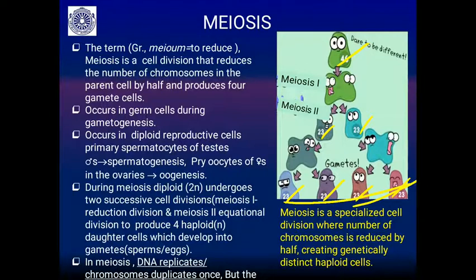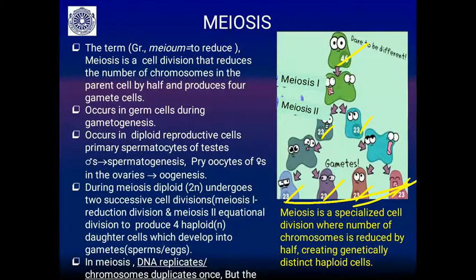Germ cells are the gamete producing cells, those are present in the gonads, that is in the testis and ovary. So, meiosis occurs in diploid reproductive cells. They are called primary spermatocytes of testis during spermatogenesis. Similarly, meiosis occurs in the primary oocytes of the females in the ovaries during oogenesis.